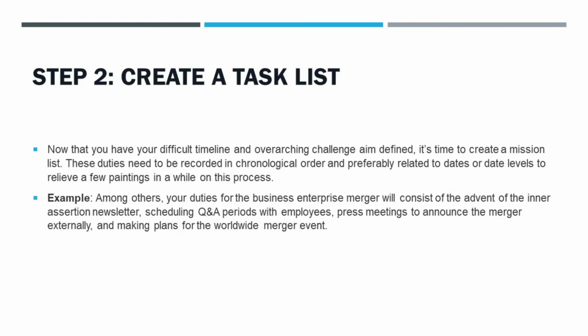Step 2. Create a task list. Now that you have your rough timeline and overarching project goal defined, it's time to create a task list. These tasks should be recorded in chronological order and preferably linked to dates or date ranges to ease some work later on in this process. For example, among others, your tasks for the company merger will include the creation of the internal announcement newsletter, scheduling candid sessions with employees, press meetings to announce the merger externally, and planning for the global merger event.